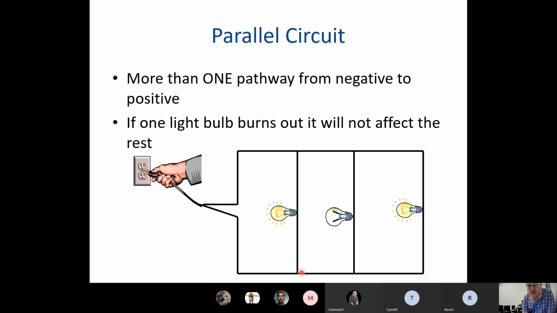We're almost done. All right. It's a parallel circuit.